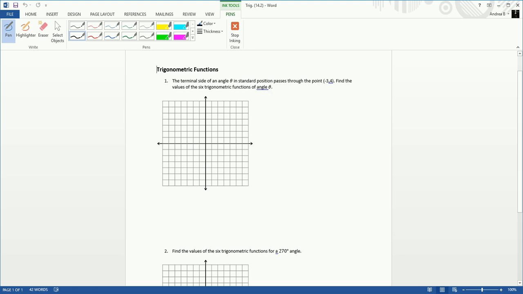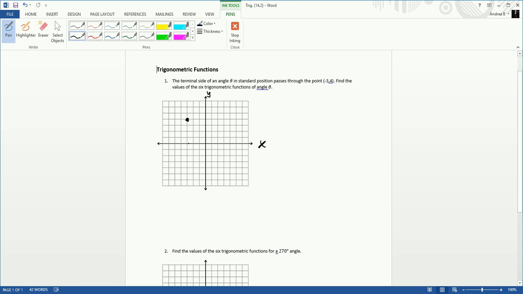So remember, theta is your angle measurement. That's what that is called. So here, if we're going to plot that point, we plot it just like we did before. We have our x, our y. Remember, your x-axis is the horizontal one. Your y-axis is the vertical one. So here, if we have -3, 4, we have to go to the left 3 and then up 4. And then we put our point.